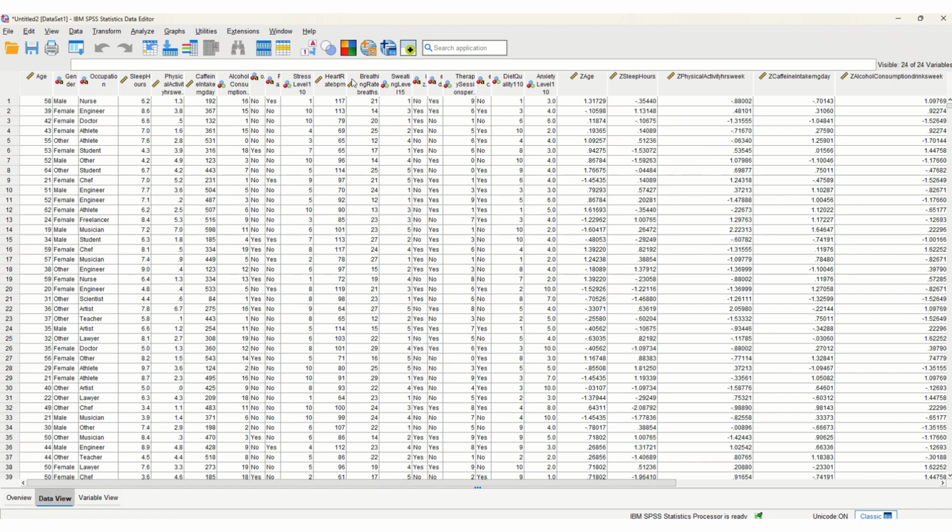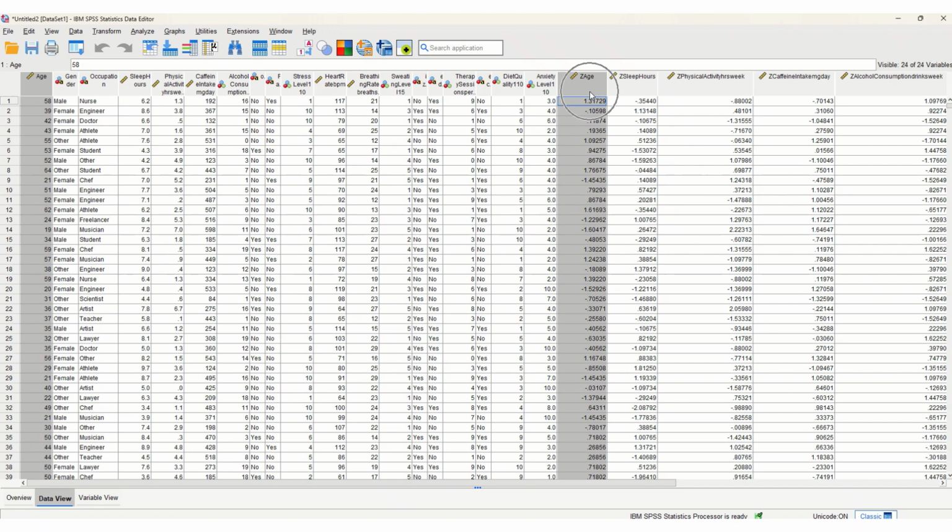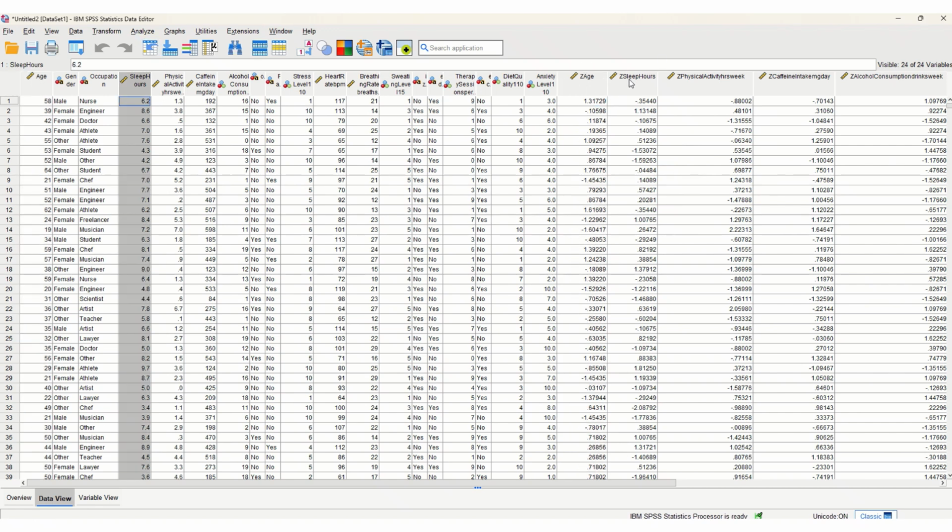And now you can see we don't just have age, we also have z age, and not just sleep hours, but we also have z sleep hours. And so it's gone and calculated z-scores, which you see in these columns. And those were calculated the same way that you saw me calculate a z-score just a moment ago. The value in the original column, we take that value, we subtract the mean for that column, and then we divide the result of that by the standard deviation for that column, and that gives us a z-score.